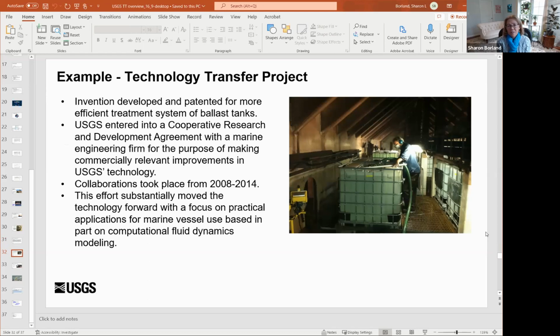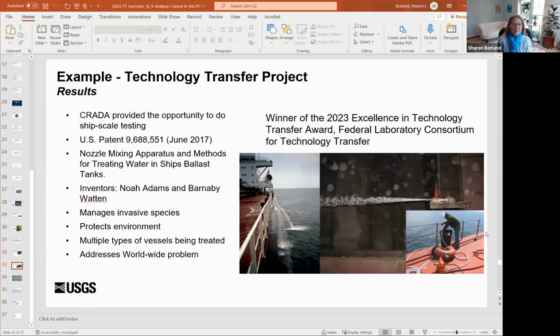In addition, the USGS entered into a cooperative research and development agreement with a marine engineering firm to conduct further tests. These collaborations took place over a number of years, from 2008 to 2014. It has resulted in an effective method, at least at the bench level, for disinfecting ship ballast water tanks. It was submitted for an award, and it won this year. Later this month, this technology will be honored at the Federal Laboratory.